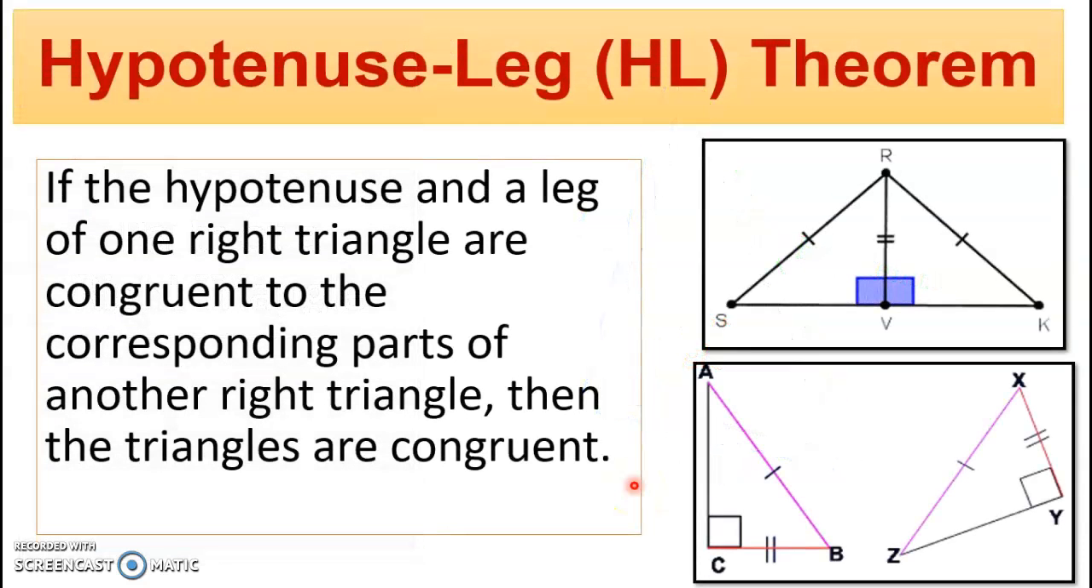Again, the hypotenuse is directly opposite the right angle. The side opposite the right angle is the hypotenuse. So the theorem says that if you have one of the legs congruent to one of the legs of the other triangle and the hypotenuse congruent to the hypotenuse of the other triangle, then the two triangles are congruent. So that's HL. Here we have the right angle, the hypotenuse, and then we have the reflexive property: RV is congruent to itself. Therefore, these two triangles will be congruent.